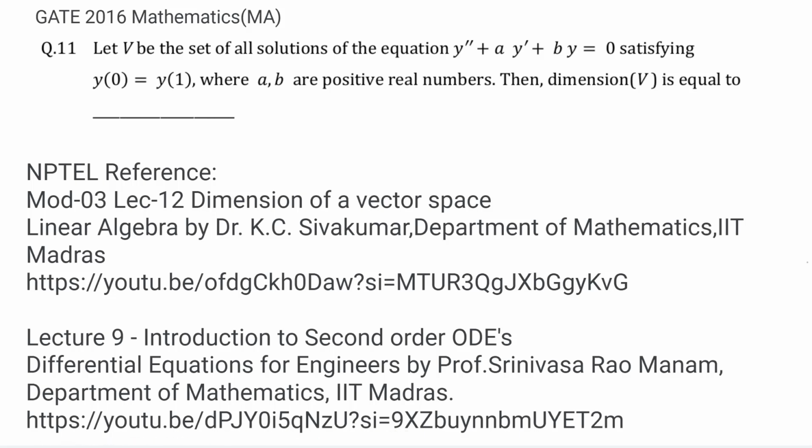So now coming to the solution. It is given that y'' + ay' + by = 0, where a, b are positive real numbers. And it is given that V is the set of all solutions of this differential equation. So firstly, let me explain the solutions of this differential equation.